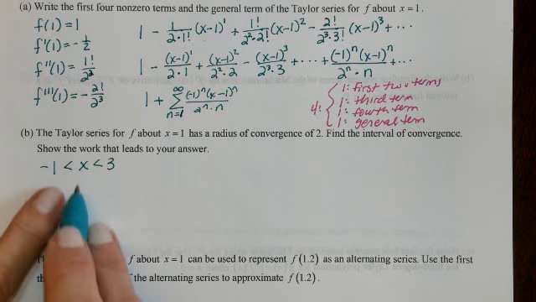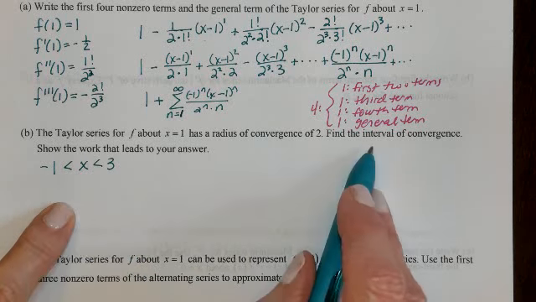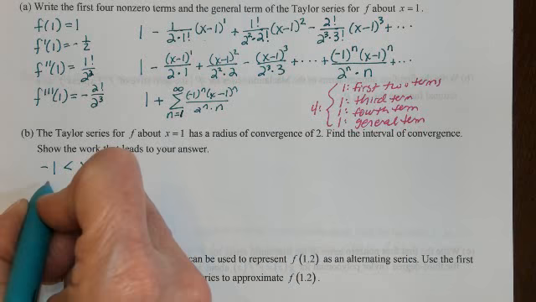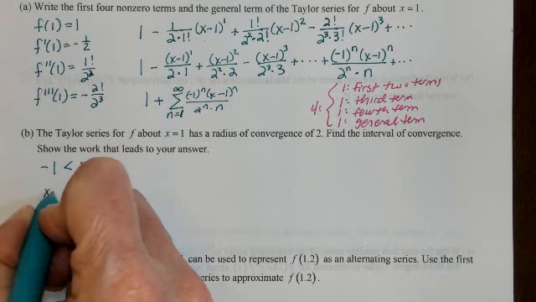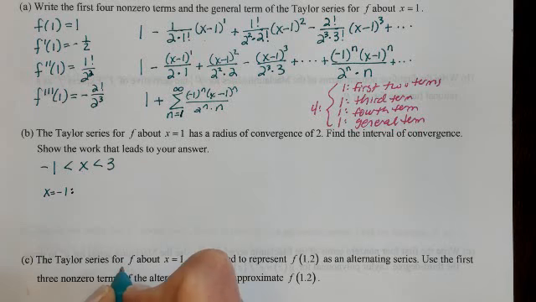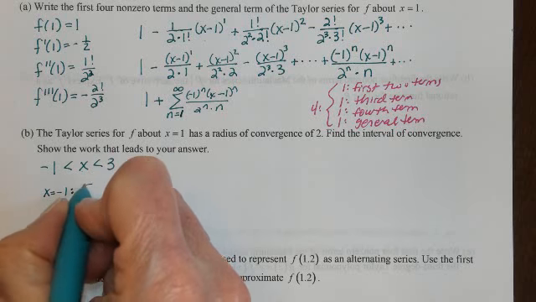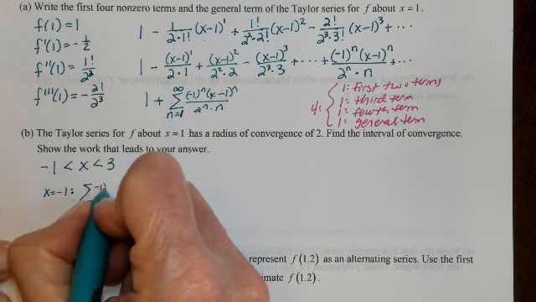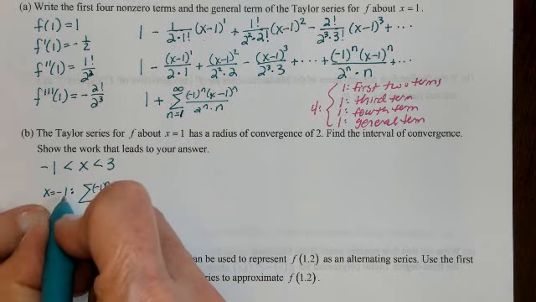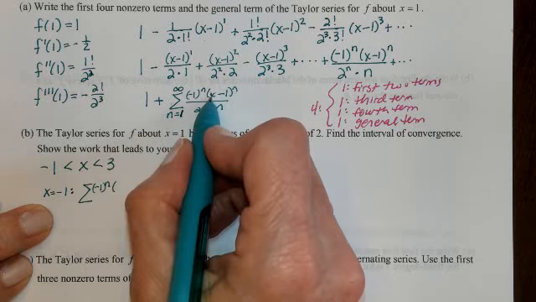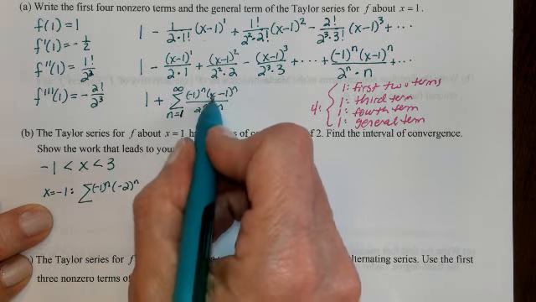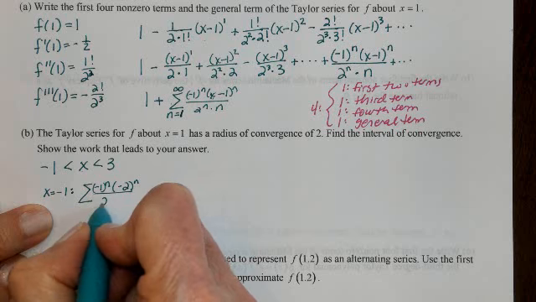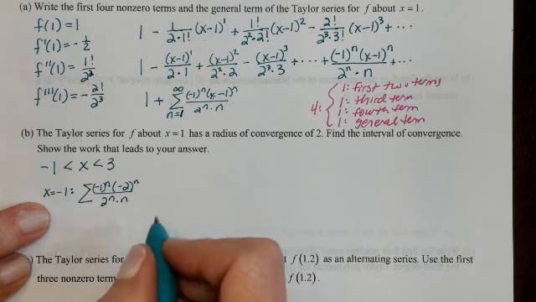So now I need to test the endpoints to find the interval of convergence. So at x equals -1, if we test that left endpoint, I'm going to have the sum of, and I'm looking up here at this sum, -1 to the n times -1, in place of that x will be a -2, right? -2 to the n over 2 to the n times n. So we want to see, what does this do?